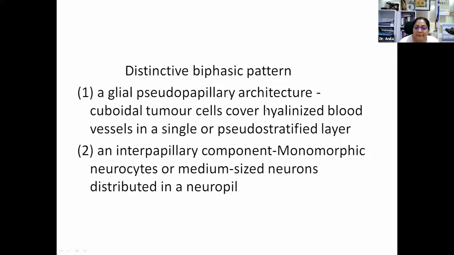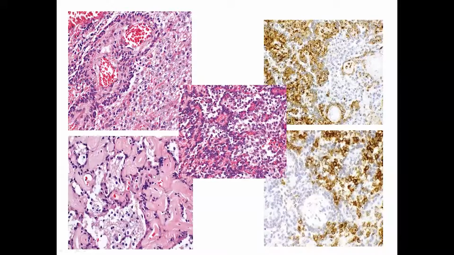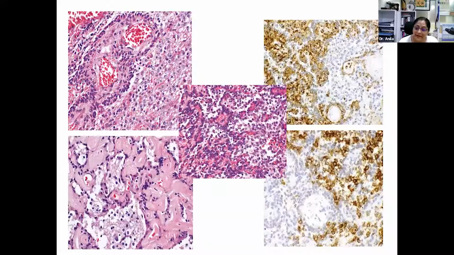And in the glial pseudopapillary architecture, the cuboidal tumor cells cover the hyalinized blood vessels in a single or a stratified layer, like how we saw in astroblastoma in the circumscribed gliomas, and there is an interpapillary component which has monomorphic neurocytes or medium-sized neurons distributed in a neuropil. So these are the pseudopapillae, where the tumor cells, cuboidal or columnar cells, are arranged palisading around the blood vessels. And the blood vessels can be markedly hyalinized, exactly like what you see in an astroblastoma.